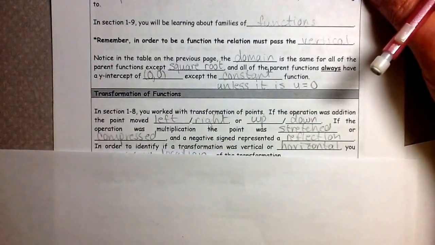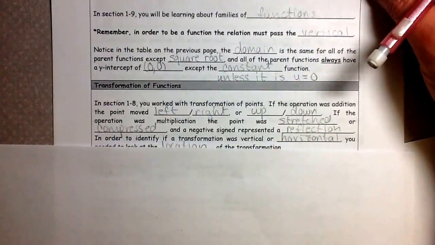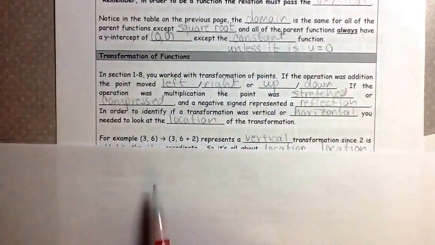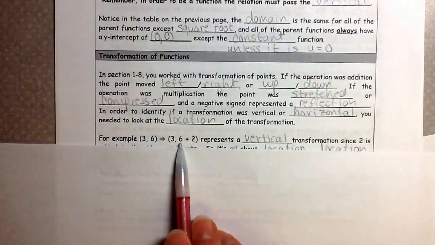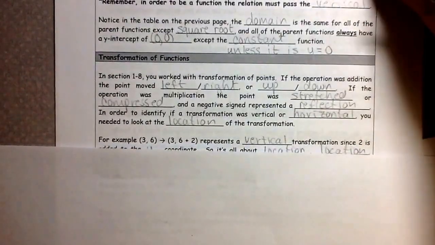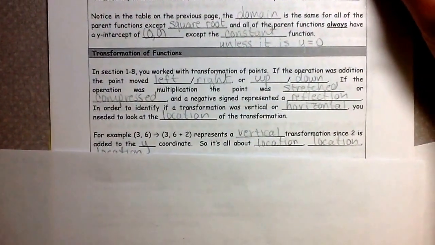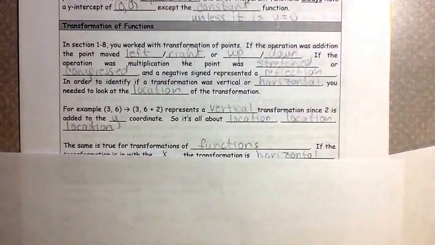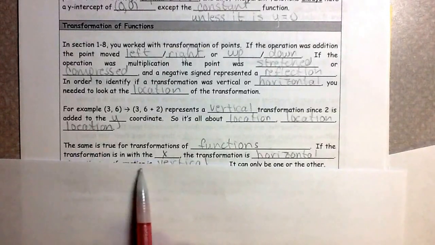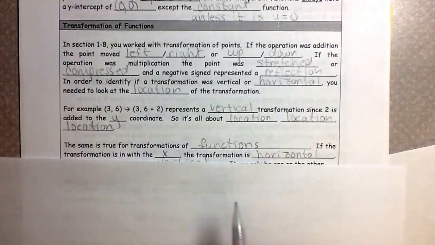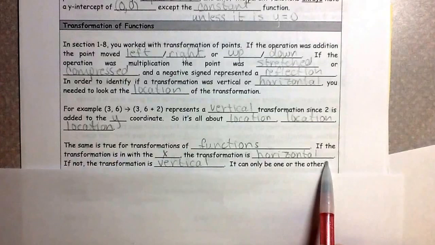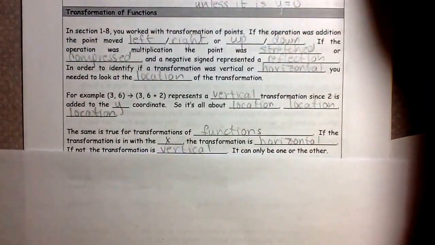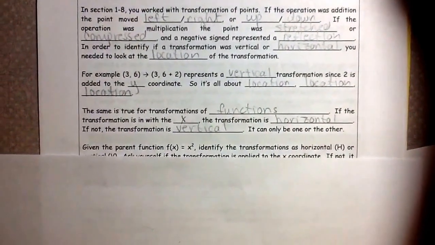In order to identify if a transformation was vertical or horizontal, you needed to look at the location of the transformation. So, for example, here the transformation happens with the y, so it represents a vertical transformation. So it's all about location, location, location. The same is true for transformations of functions. If the transformation is in with the x, and when I say in, I'm talking about inside the parentheses, the transformation is horizontal. If not, the transformation is vertical, and it can only be one or the other, of course, with one exception. And I'll let you know what that is.